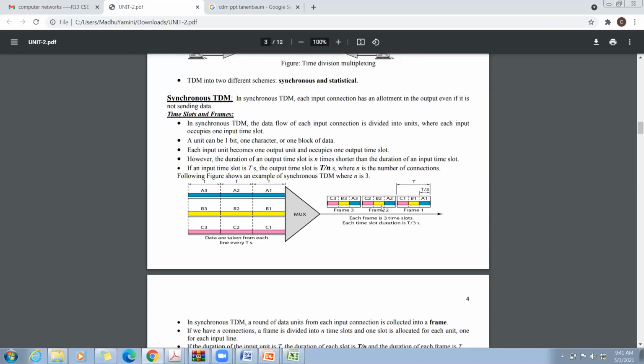See how these are formed in the form of frames. Frame 1 means at the first time interval, that is A1, B1, C1. See, A1, B1, C1.